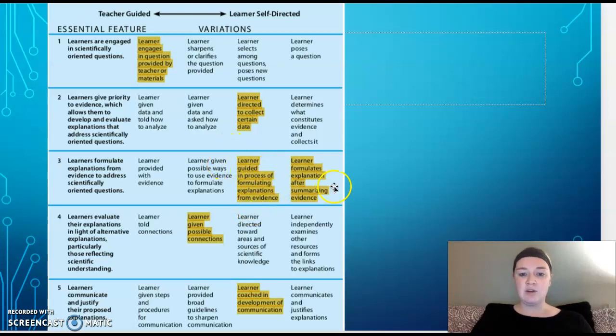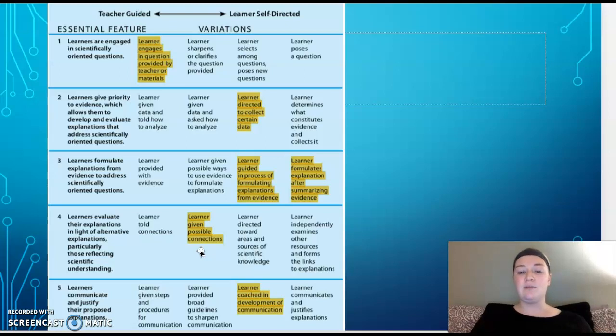I could see 3 or 4 on here for formulating explanations. It definitely was learner guided in explaining why the water gets filtered. There was really nothing given to us by just doing this inquiry alone. I also put that the learner is given possible connections. That was more from the video and the lesson plan we were given.